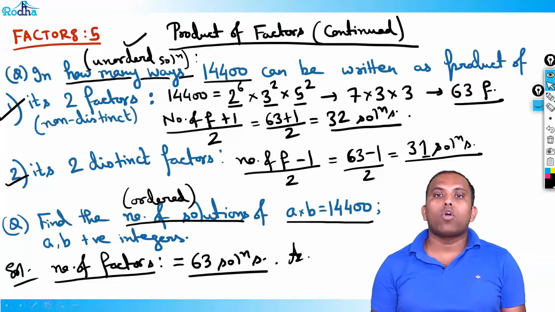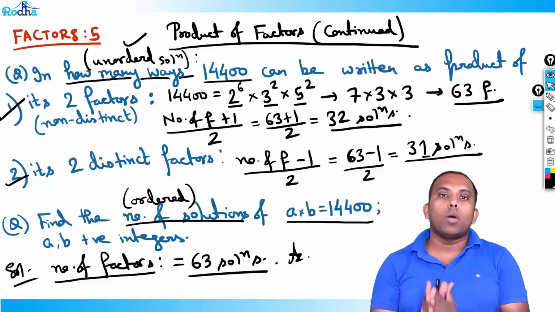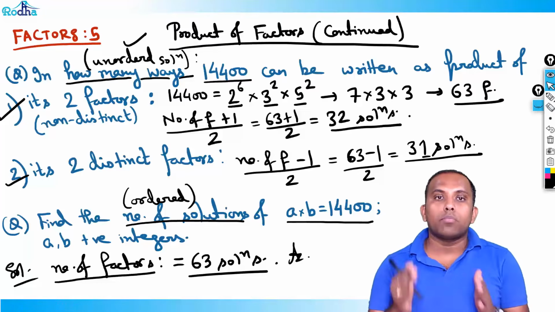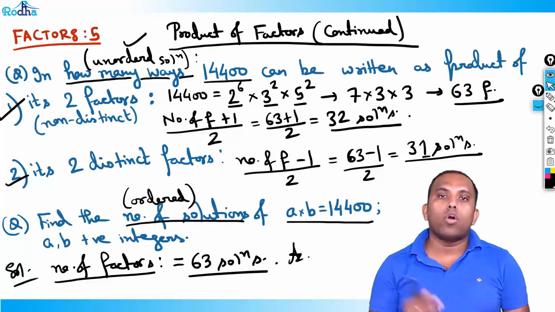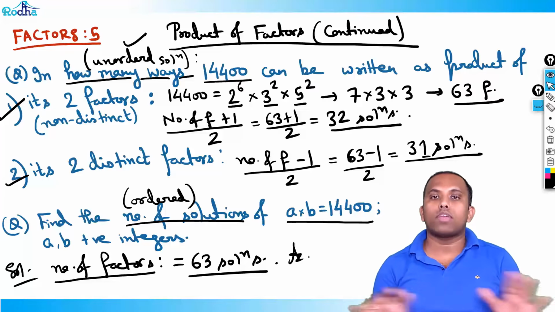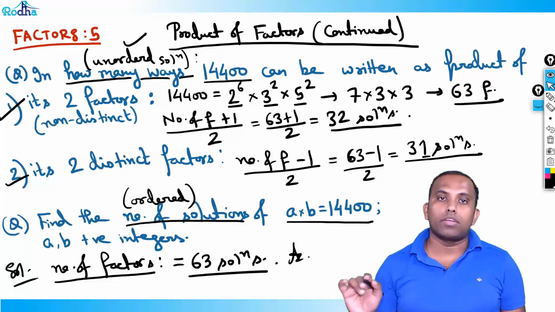I hope this concept is completely clear. In how many ways can we write a number as a product of its two factors, ordered or unordered? We have discussed every case.